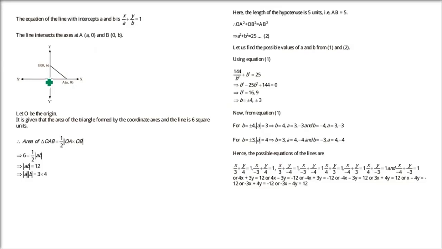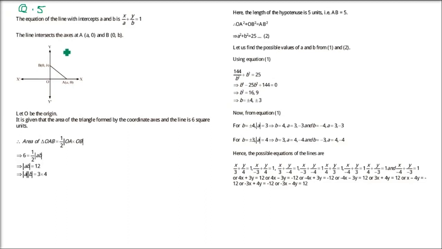Next: the area of the triangle formed by the coordinate axes and a line is 6 square units, and the length of the hypotenuse is 5 units. Find the equation of the line. So the length of the hypotenuse is given, and the area of the triangle is given. We have to find the equation of the line.